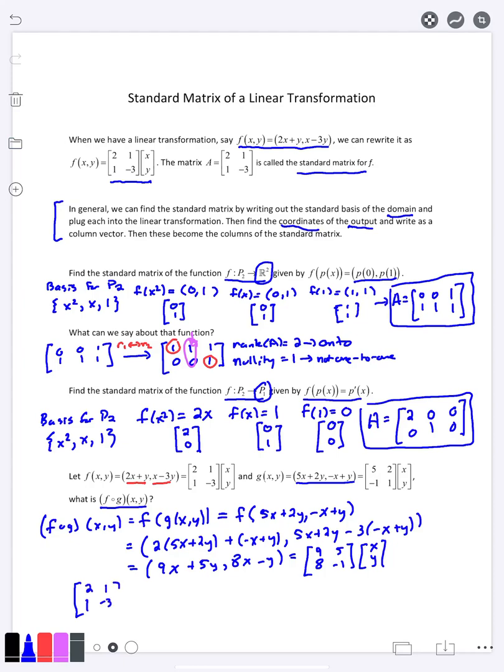And then I'd like you to go ahead and check for me that if I take the standard matrix for f, and then take the standard matrix for g, and if you were to multiply these here, you should in fact get the standard matrix for f circle g.